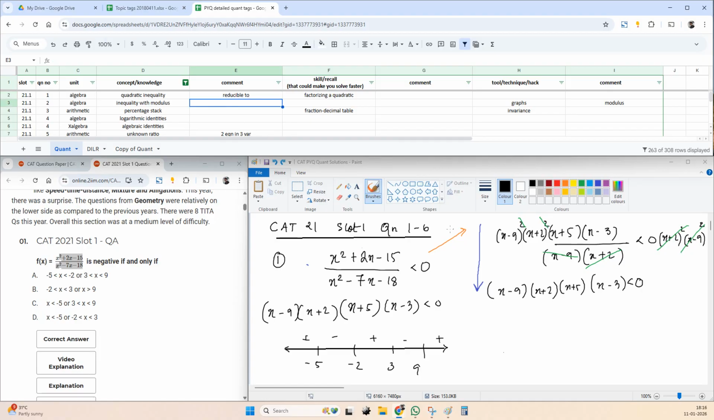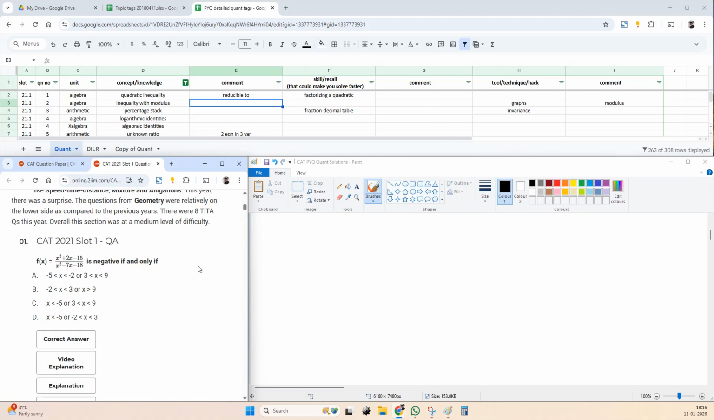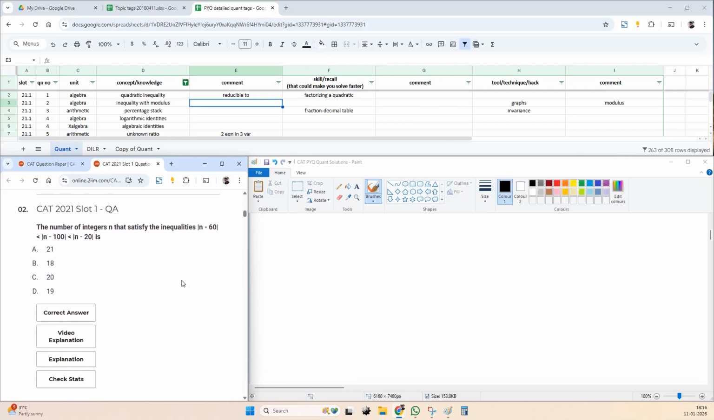So that's the point of the comment column for each idea here. And then you solve it. This is a standard concept that we know. When we solve it, we choose the right option, and that's done. That's the first question. Let's look at the second question.